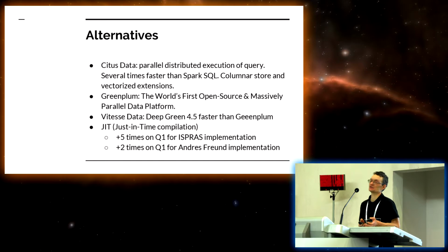Vitesse claims that they have been able to go ahead of Greenplum 4.5 times just because they use LLVM JIT compilation. What is JIT compilation? It's an alternative approach to losing the interpretation overhead. If the native code is executed 10 times quicker, then let's generate it. In particular, if you consider that there are lots of very good to use frameworks.